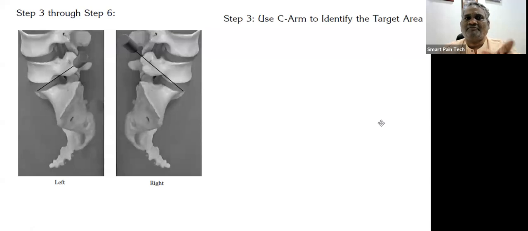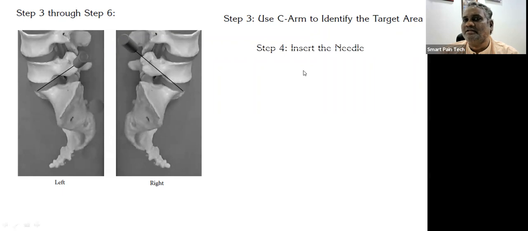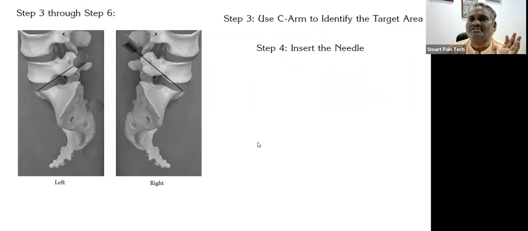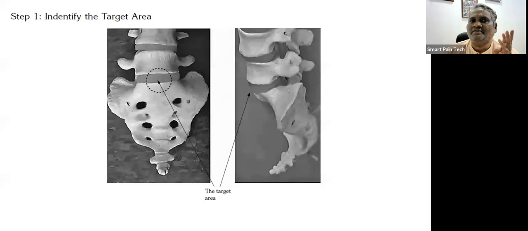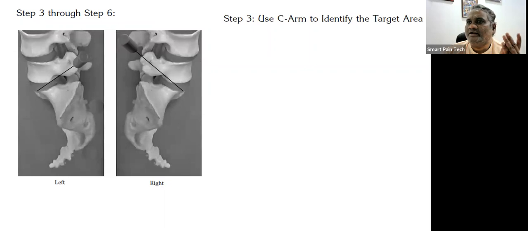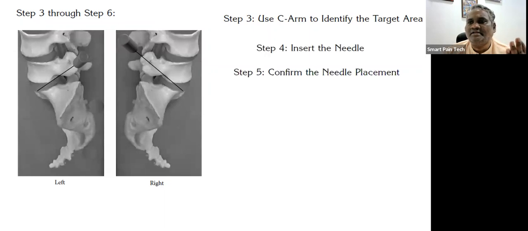After positioning the patient, the third step is to use the contrast medium to identify the target, and I already told you the target is L5, S1. Then insert the needle. I will tell you how to insert that. We will come to that. Confirm the needle placement and inject the medication. So these are the 6 steps whenever you are using fluoroscopy: identify the target, position the patient, use contrast to identify the target, insert the needle, confirm the needle placement, and inject the medication. These are the 6 steps of any fluoroscopic procedure.